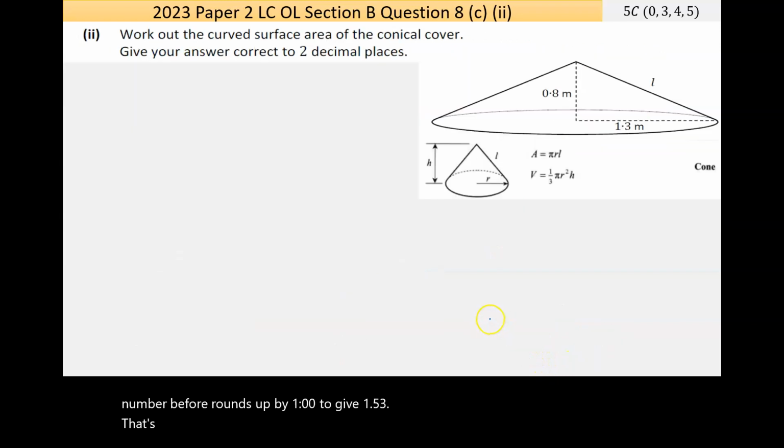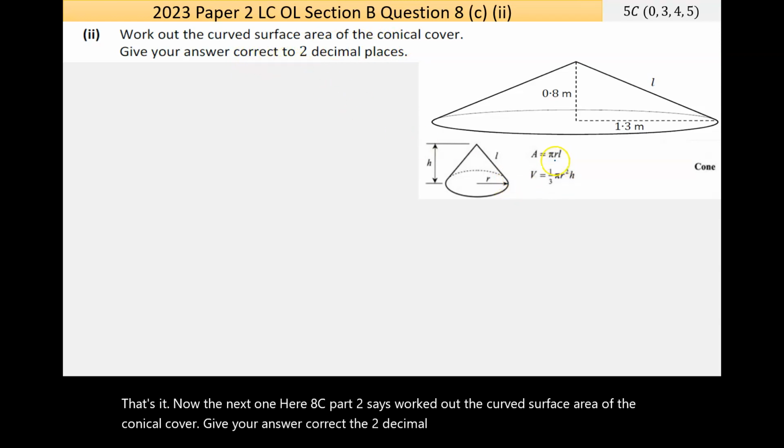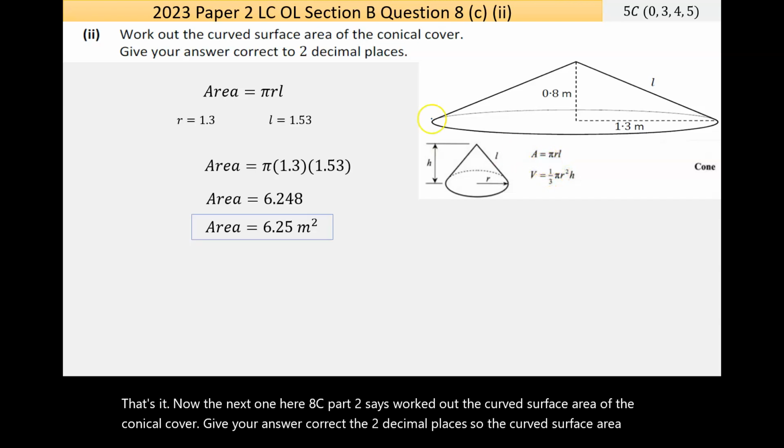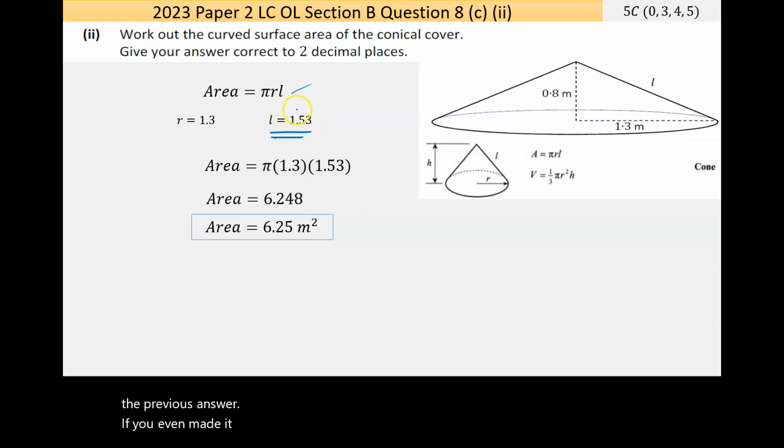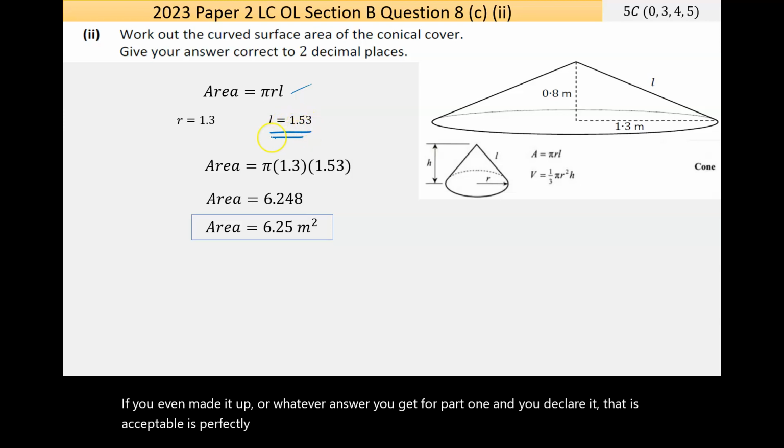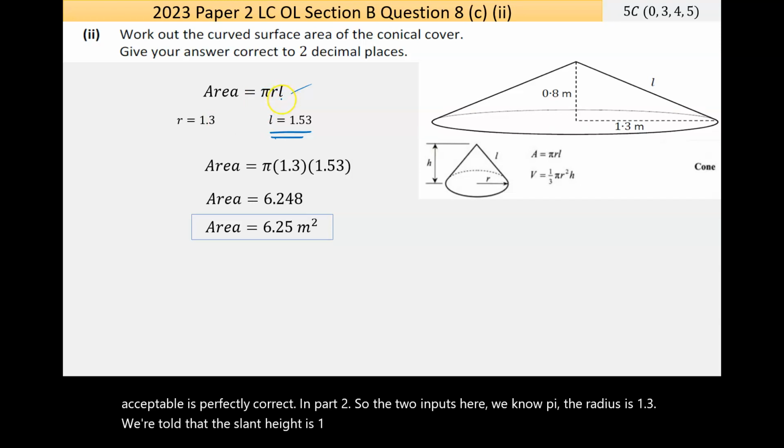That's it. Now, the next one here, 8C part 2, says work out the curved surface area of the conical cover. Give your answer correct to 2 decimal places. So the curved surface area is pi r L. Okay, now we now know the slant height. And even if you didn't know the slant height from the previous answer, whatever answer you get for part 1 and you declare it, that is acceptable, it's perfectly correct in part 2. So the two inputs here, we know pi, the radius is 1.3, we were told that. The slant height is 1.53, we just calculated that.